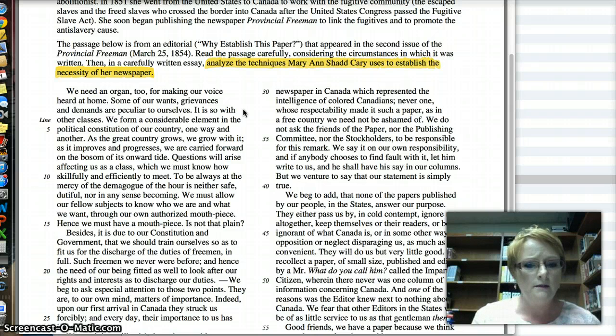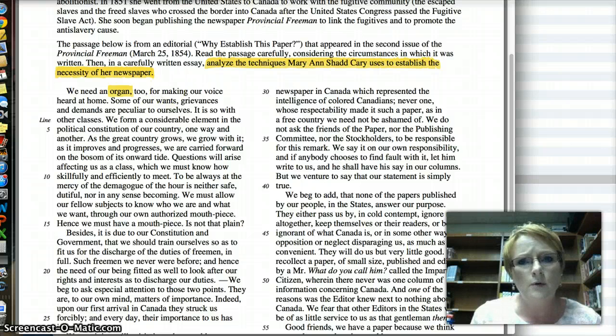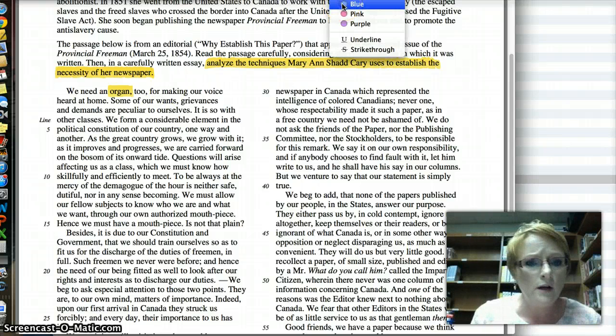Is that not plain? Okay, so the first thing that I'm noticing here, I see this word organ, and I like that word. I like the idea of her saying that they need to be a part of the body, okay? And then the next question is, what part of the body do they want to be a part of?